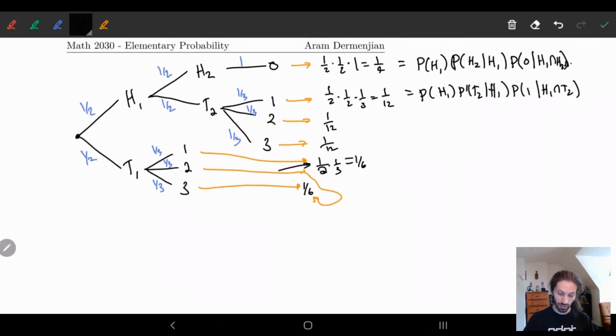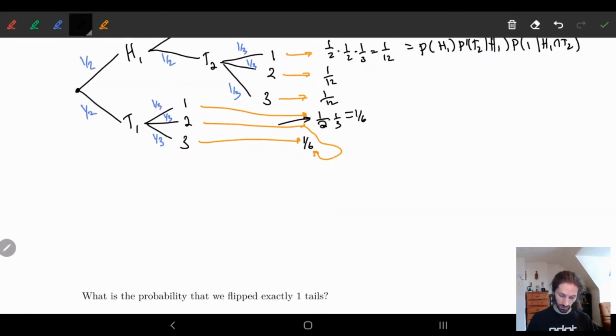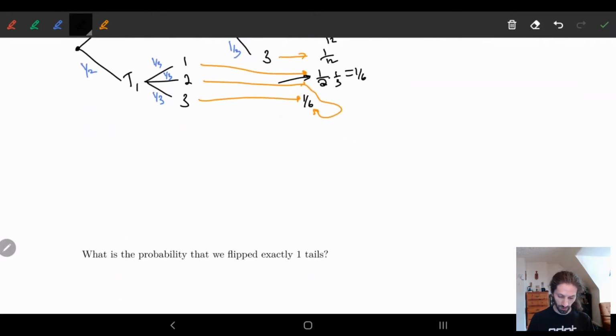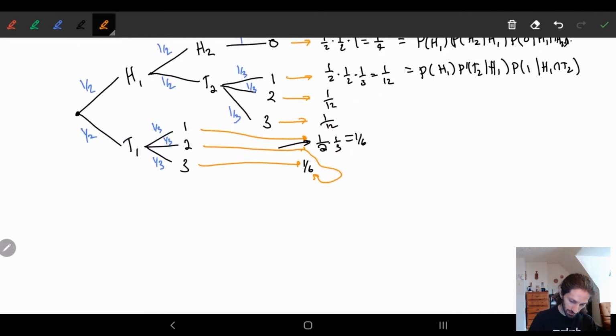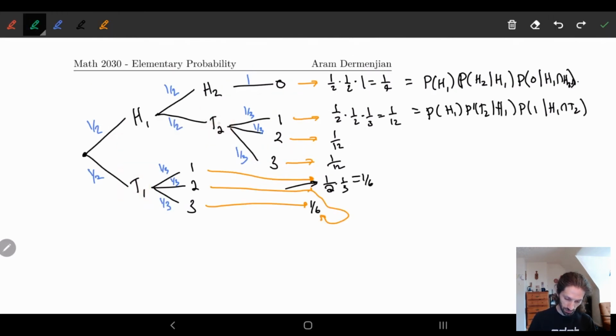And so it also allows us to very easily calculate probabilities, right? So if we ask what's the probability we flipped exactly 1 tails, well, if you look at it, flipping exactly 1 tails is this and this, right? Maybe I should do this in green. So it's this and this, right? So at this point, we basically have to just calculate the 2 parts.